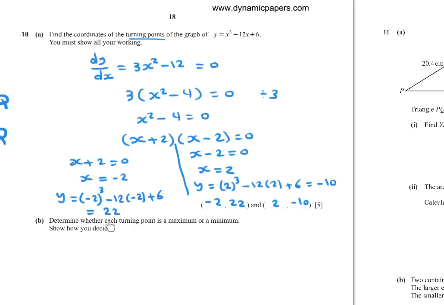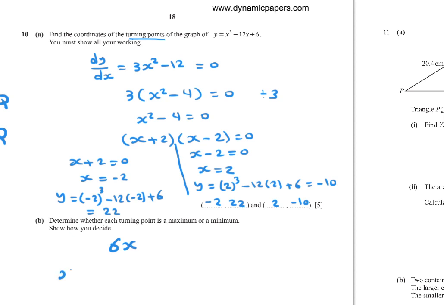B. Determine whether each turning point is a maximum or minimum. Show how you decide. To determine the nature of the turning point, find the derivative of the derivative. So we need to find the derivative of dy over dx: 2 multiplied by 3, so 6x. So the second derivative equals 6x.